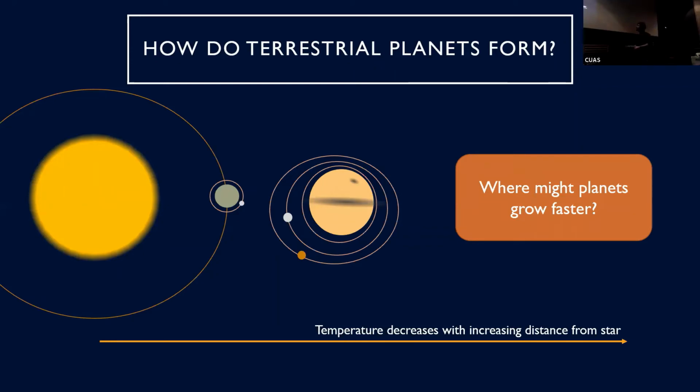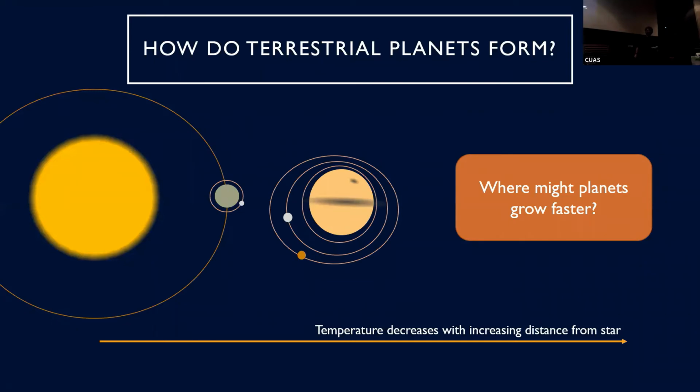Okay, so we'll do a show of hands on this one. Given that the temperature is decreasing as you move away from the star, maybe it's obvious from the image, but where do you think planet formation is going to be faster? Hands up for closer into the system. Hands up for further out.